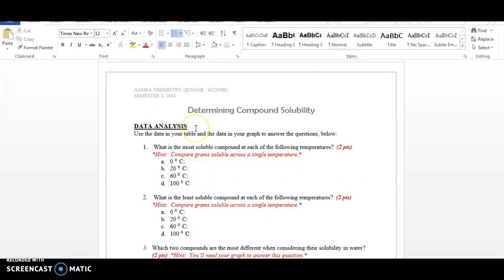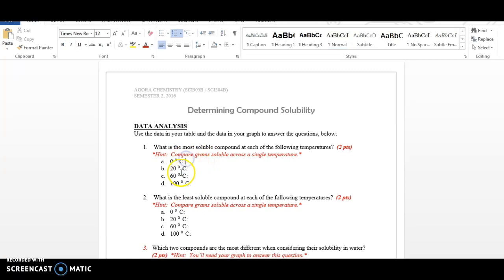After you complete your graph, you want to complete your data analysis. So use the data in your table and the data in your graph to answer the questions below. It says, what is the most soluble compound at each of the following temperatures? 0, 20, 60, and 100.